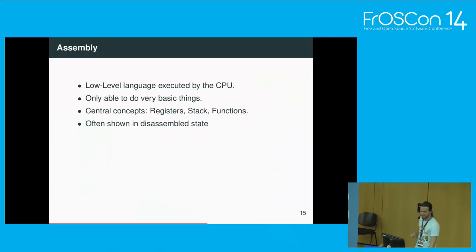So assembly is often shown in the disassembled state. So instead of, I have to talk about hex encoding. As the computer science teacher at your school probably told you, in your computer there are only ones and zeros. And this basically means you can represent data as ones and zeros, which are represented at the lowest level by there is current applied or there's no current applied.